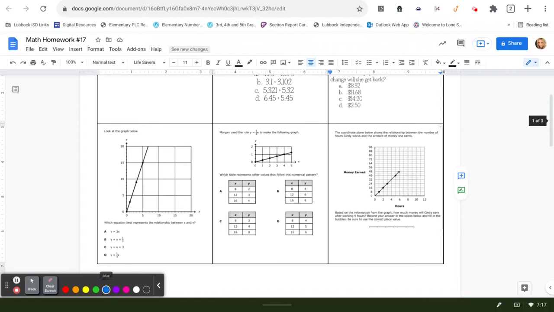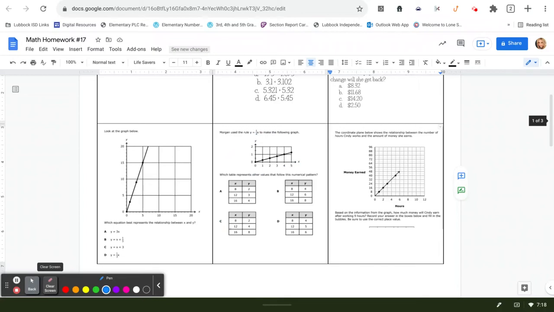Morgan uses the rule y equals 1/4 times x. We've been doing this in class, okay? To make the following graph. Which table represents other values that follow the numerical pattern? Honestly, I would not even use this part. I would come down here and apply the rule here, okay?